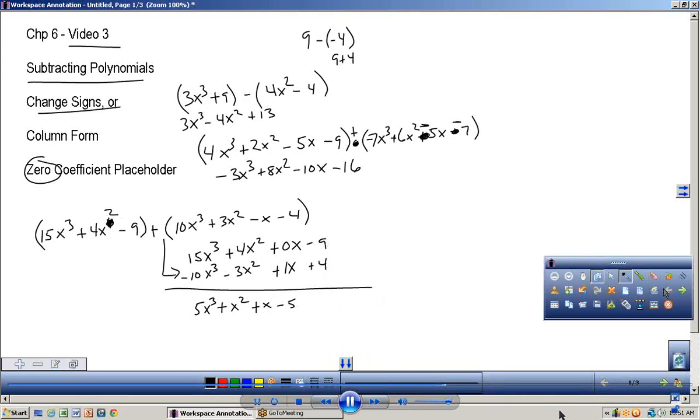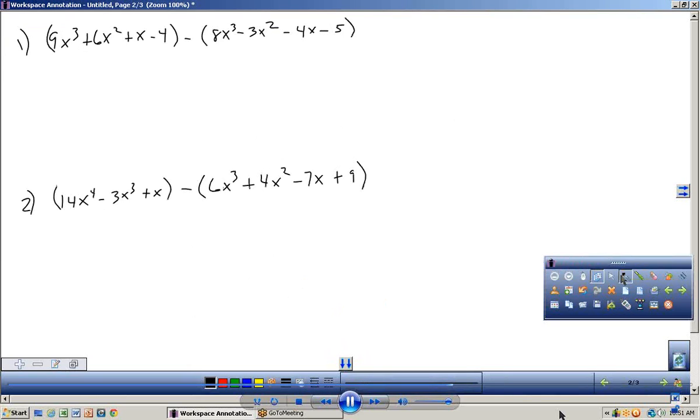Okay? On the next page, I have 2 examples for you to practice real quick. So I want you to pause it and try them, and then when we come back, I'll work these out real quick and show you the answers. Pause it, do it now. All right. Here we come back for the answers.